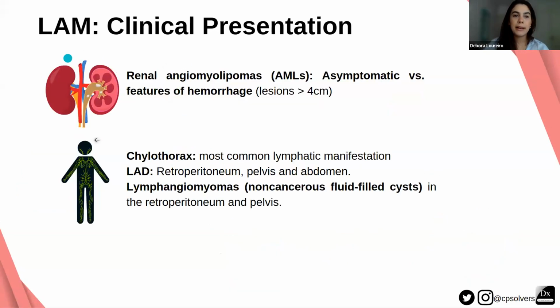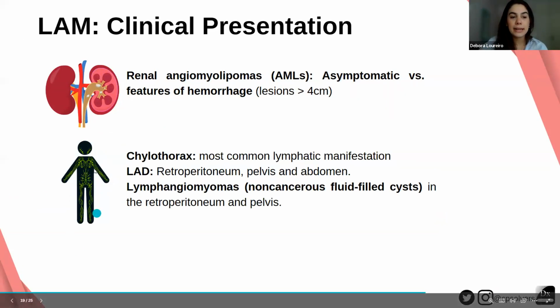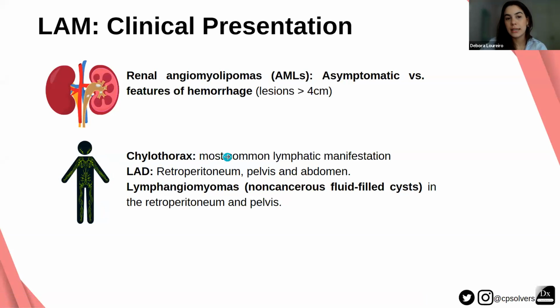And we can have the kidney affected with renal angiomyolipoma, which could be asymptomatic or can have manifestations of hemorrhage if the lesion is more than 4 centimeters. And the lymphatic system can have chylothorax, lymphadenopathy, and lymphangiomas, which are non-cancerous fluid-filled cysts. So these are the most common presentations.